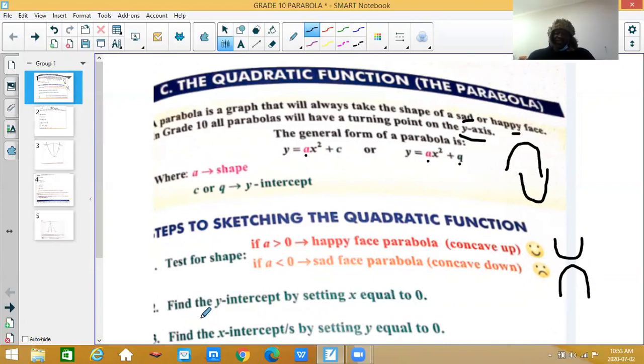Now, the steps that you need to follow when sketching a graph: first find the y-intercept, that is by making x equal to 0. Secondly, find the x-intercept by making y equal to 0.